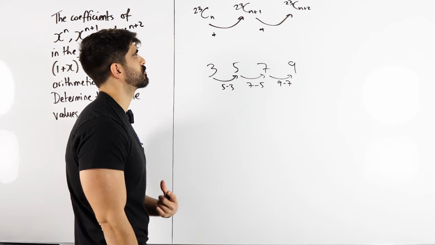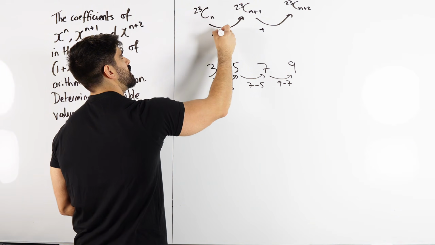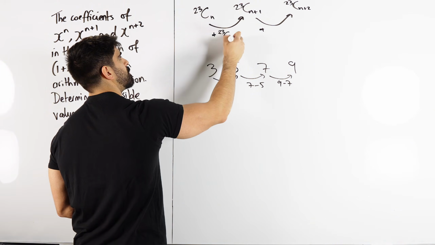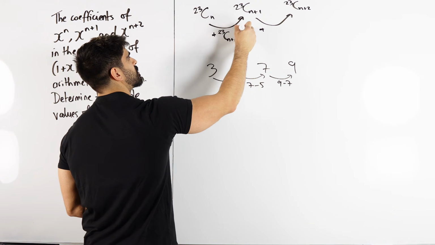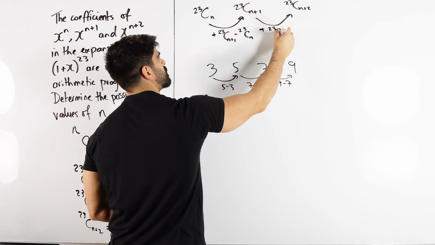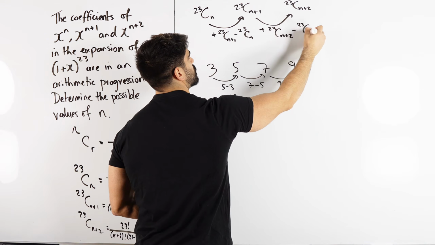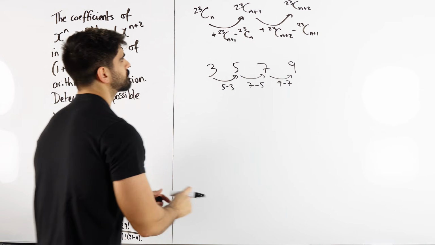So you're actually doing a subtraction. So what you're adding to go from this to this is this take away this. So you're saying 23 choose n plus 1 minus 23 choose n. And for this one, you're doing 23 choose n plus 2 minus 23 choose n plus 1. Okay?